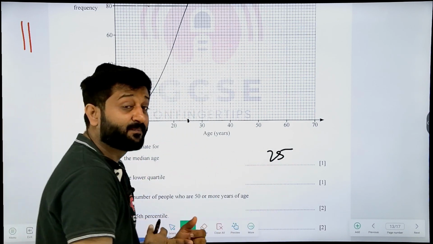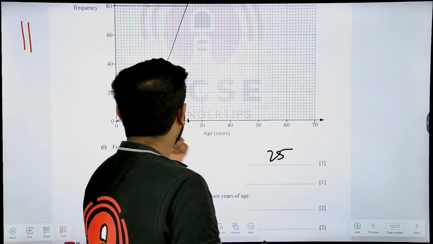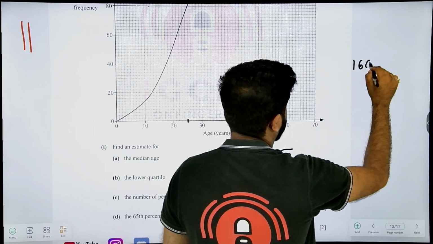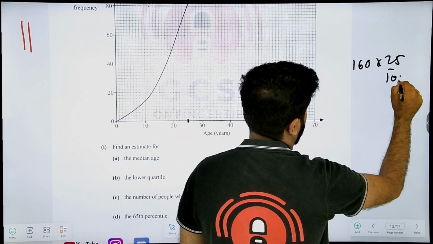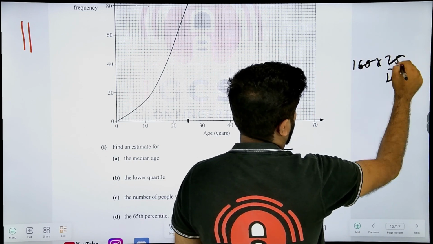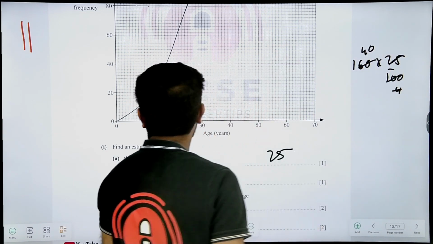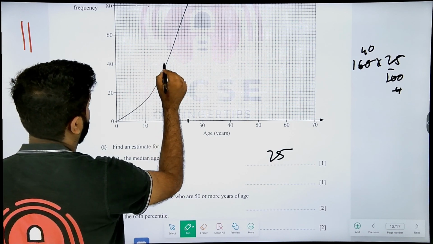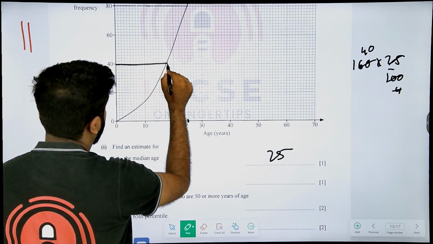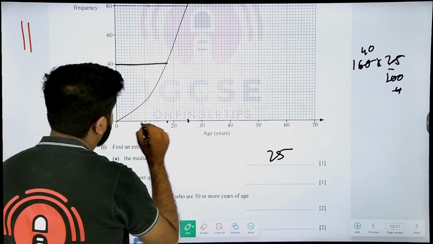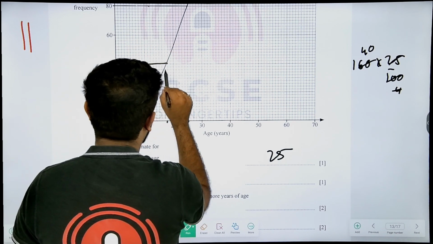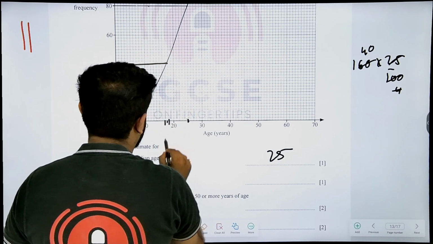Lower quartile means 25th percentile. So 25th percentile of 160, so 160 into 25 over 100. 1 4s are 4, 4 4s are 40. So at 40, I'll have to draw a line over here and I'll see where this intersects. Guys, this is somewhere between these 2 points.